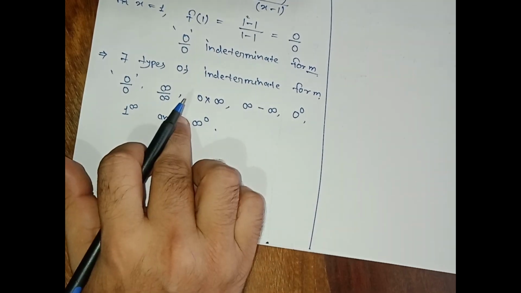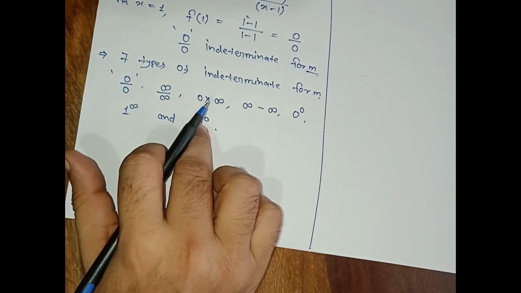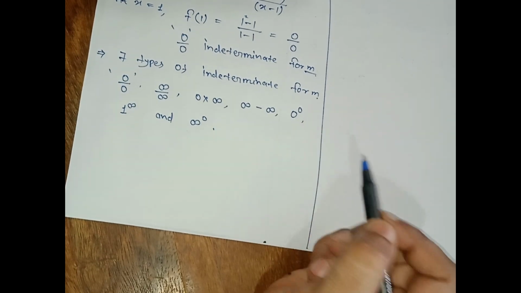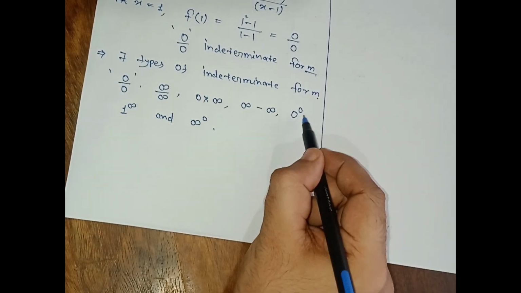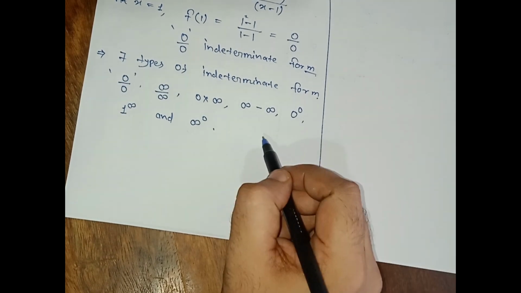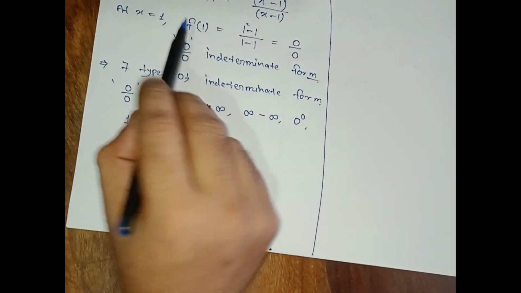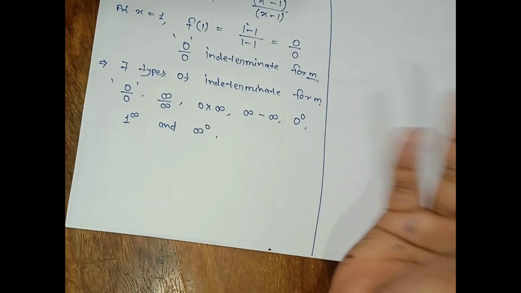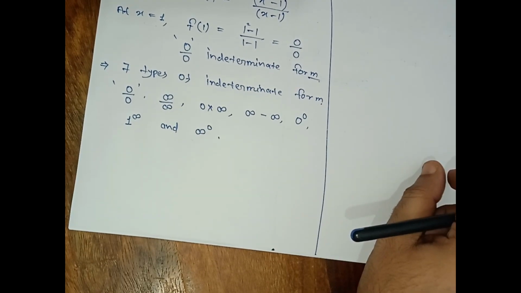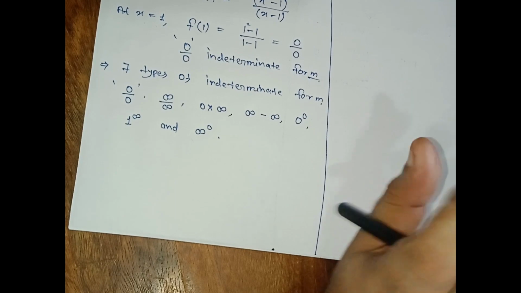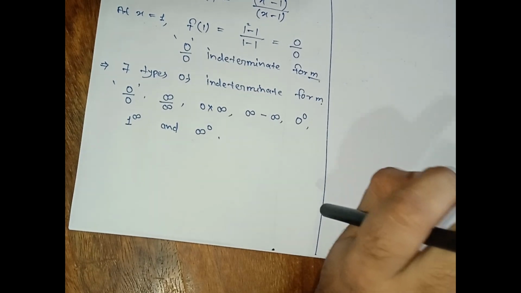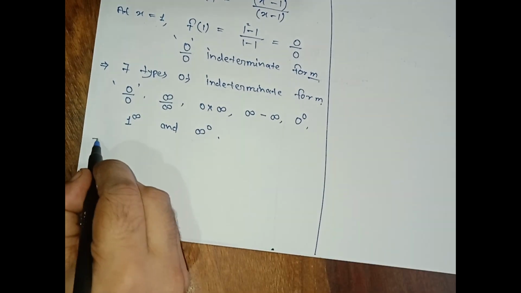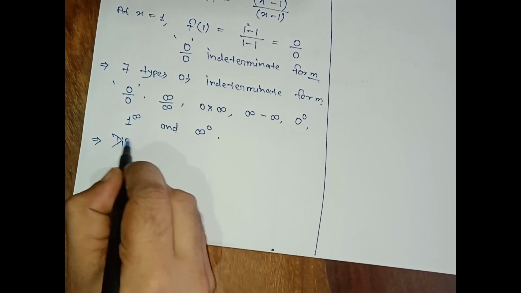Whenever you get these indeterminate forms when you substitute a value in a function, you won't be able to know what would be the value of that function at that value. We just saw that at x equal to 1 we are getting 0 by 0 indeterminate form. We don't know what is 0 by 0. Okay, so we can work this out using a different approach.